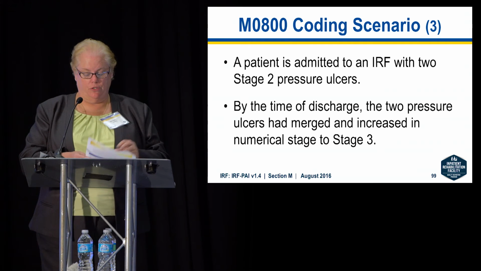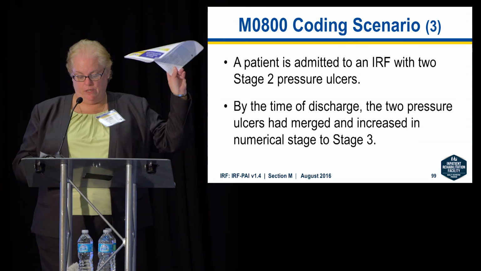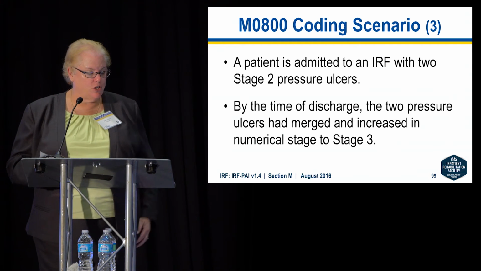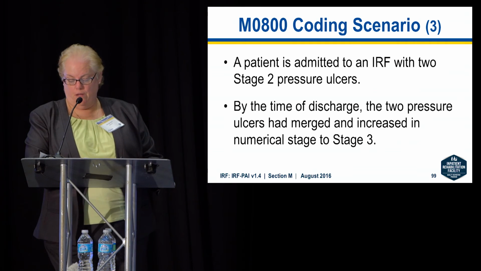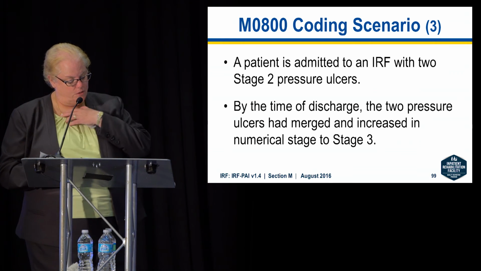All right, so let's quickly go through a third scenario. If you turn to scenario 3 on your coding worksheet, again, it has a scenario on top. A patient is admitted to your IRF with 2 stage 2 pressure ulcers. By the time of discharge, the 2 pressure ulcers have merged and increased in numeric stage to a stage 3. So let's go ahead and quickly assess those.